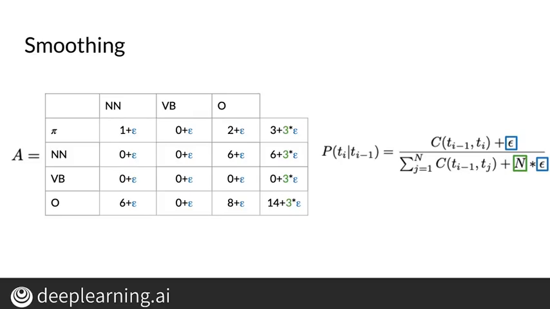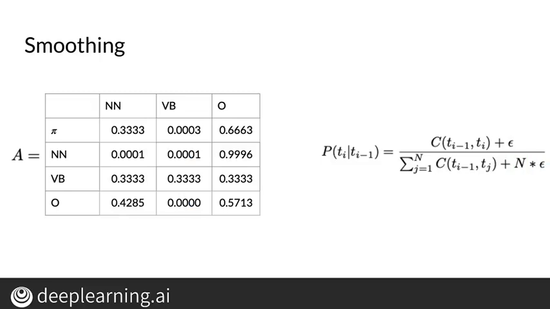To handle this, change your formula slightly by adding a small value epsilon to each of the counts in the numerator, and add n times epsilon to the divisor such that the row sum still adds up to 1. This operation is also referred to as smoothing, which you might remember from previous lessons. So if you substitute the epsilon with a small value, say 0.001, then you'll get the following transition matrix.